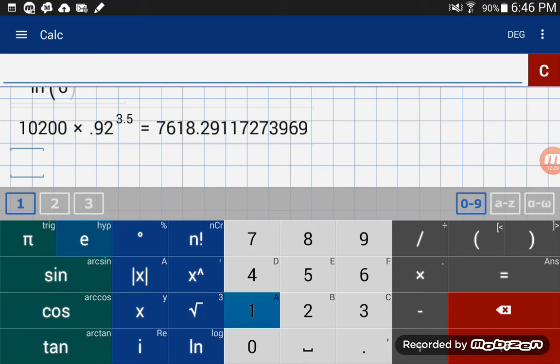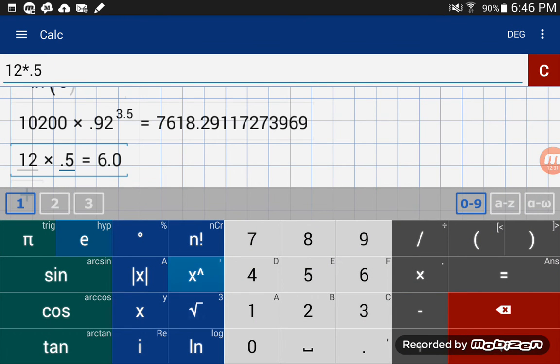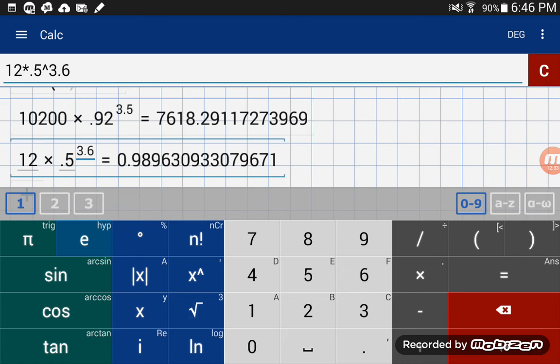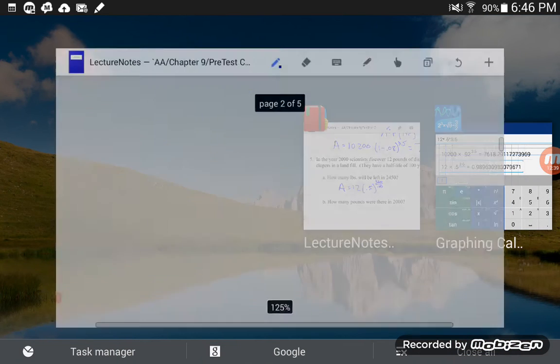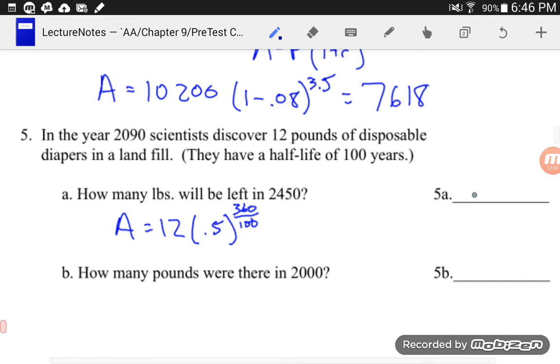So let's do that a second. 12 times 0.5 to the 3.6 power is 0.99 pounds left. So by 2450, it would be down to less than a pound.